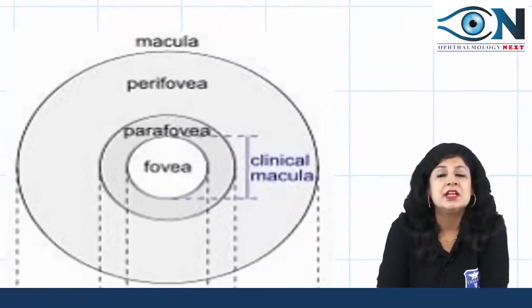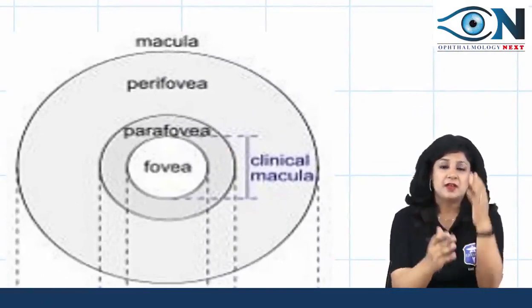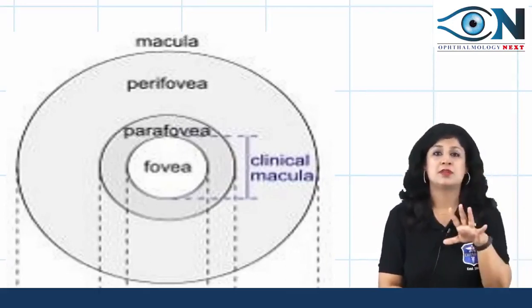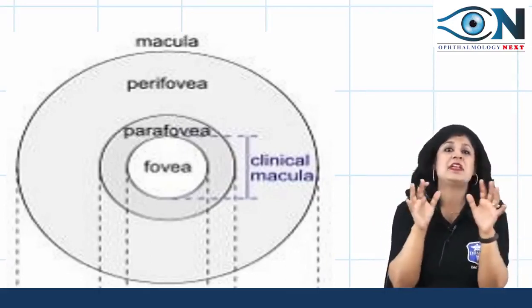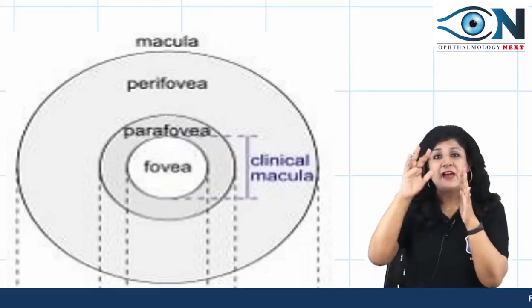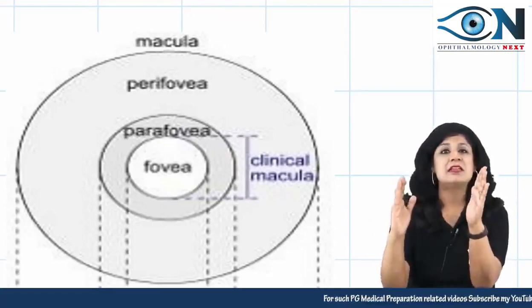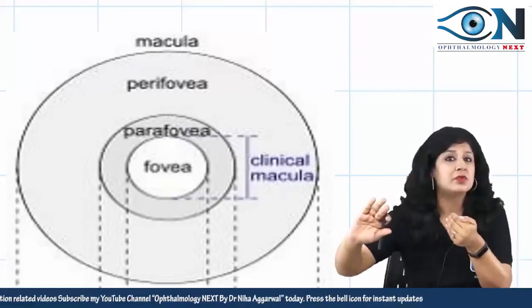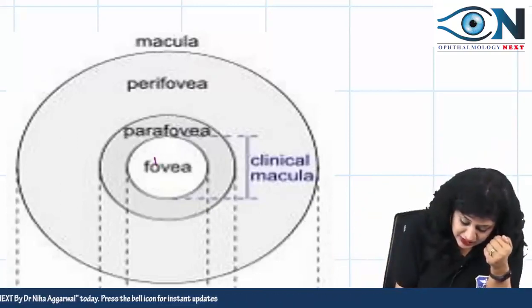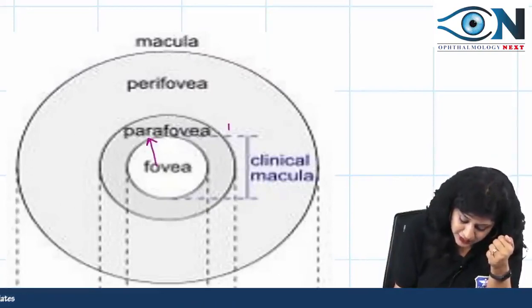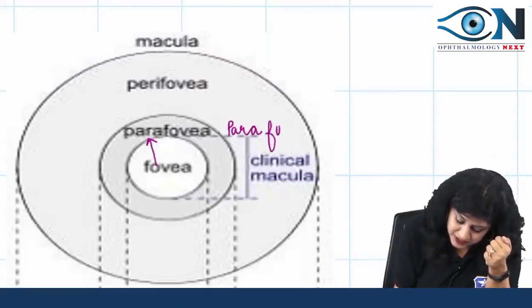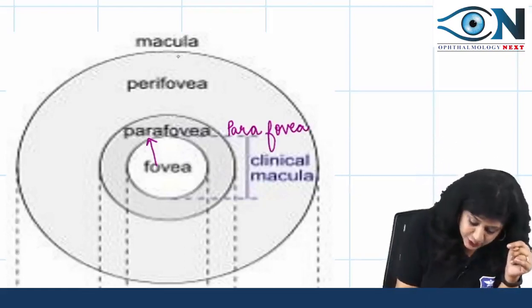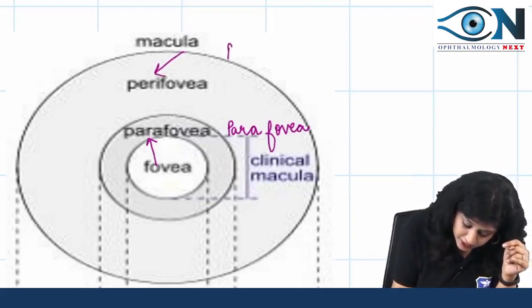Clinical macula means that when you see clinically, you do not have an exact anatomical demarcation around the macula or around the fovea, but clinically we can differentiate the area between the fovea centralis and the macula into one area nearer to the fovea and one area nearer to the macula. The area nearer to the fovea centralis is the parafoveal, and the area nearer to the macula is the perifoveal.